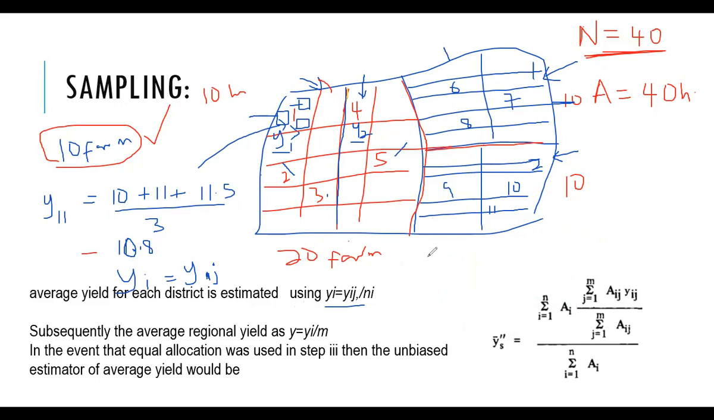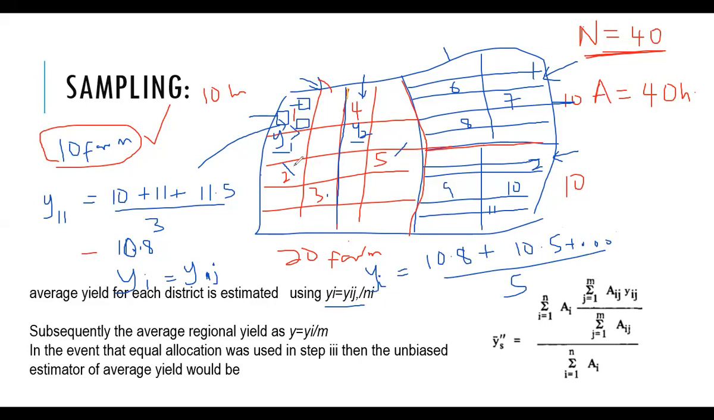Good. So we have the 10.8 as the mean yield here. Then we can also have, let's say, 10.5, plus the remaining 3, all over 5 to give us the yield for that particular strata, which is the district strata. So that is one way of going about it.